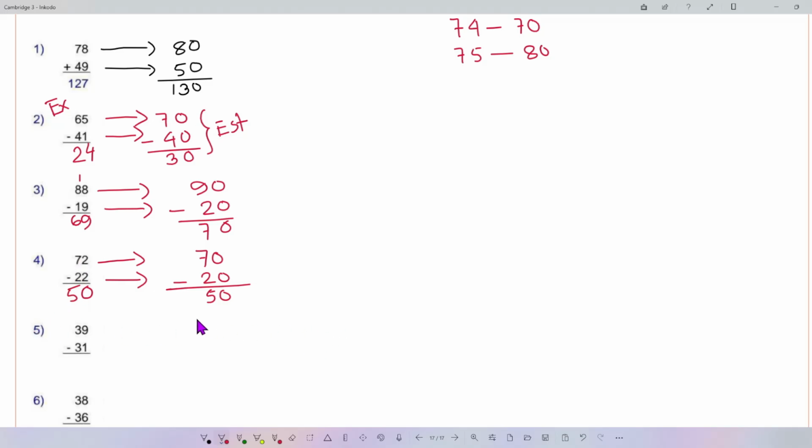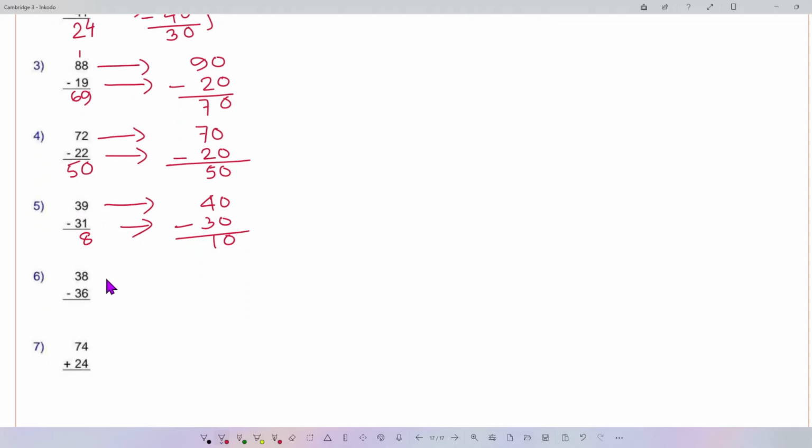Similar. Next one, 39. Estimate value or nearest round 10 is 40. 31, nearest round 10 is 30. So answer is 10. This is the difference. So what is the exact difference? 9 minus 1 is 8. 3 minus 3 is 0. So answer is 8.